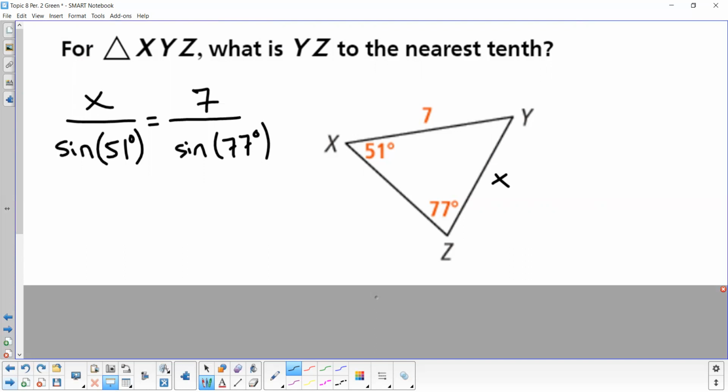Why are there two X's? Because one X is the side and the other X is the angle. That's why it's written a little bit smaller. Yeah. This is side X and that's angle X. Good question.